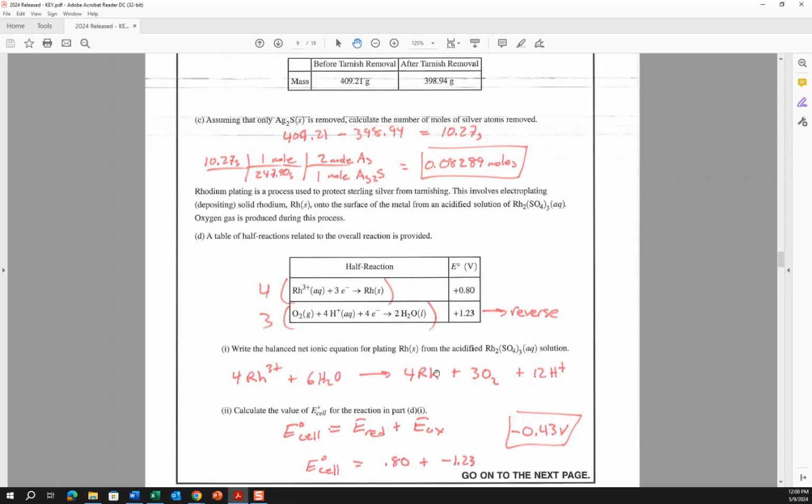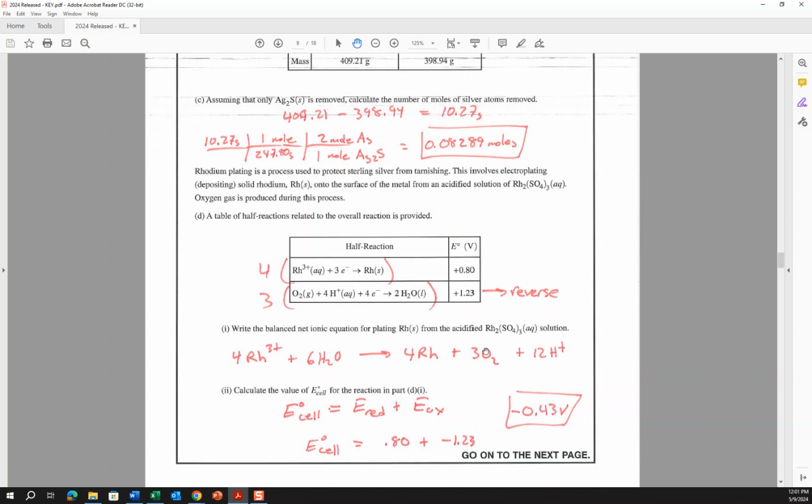Okay, so to get the net ionic equation, first you're going to reverse this, so the water is going to be on this side and all this stuff is going to be on that side. And remember, you have to get the electrons to cancel. So you have to multiply this reaction by 4 and this reaction by 3 so that you end up with 12 electrons in this equation and 12 electrons in that equation. So this would be the overall net ionic equation.